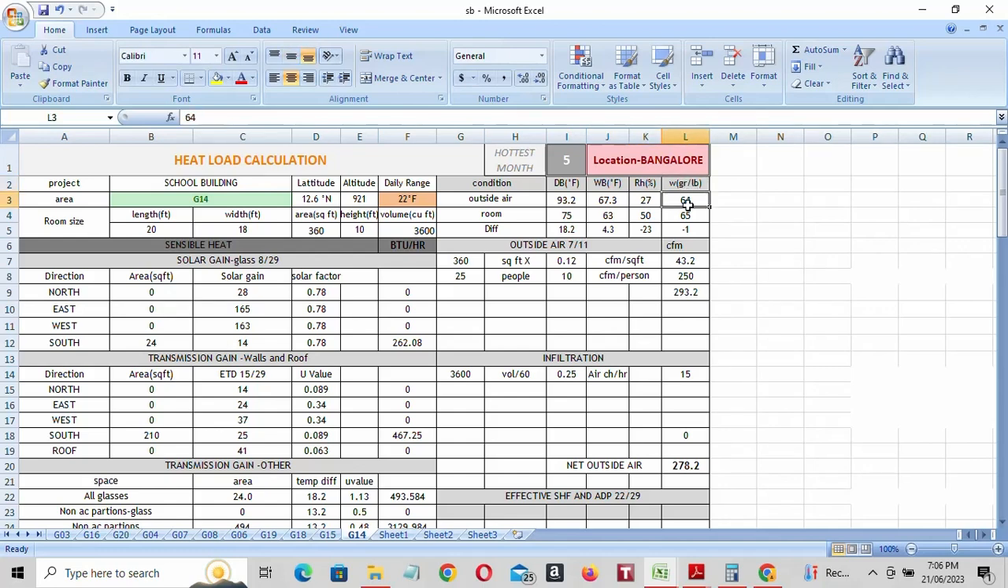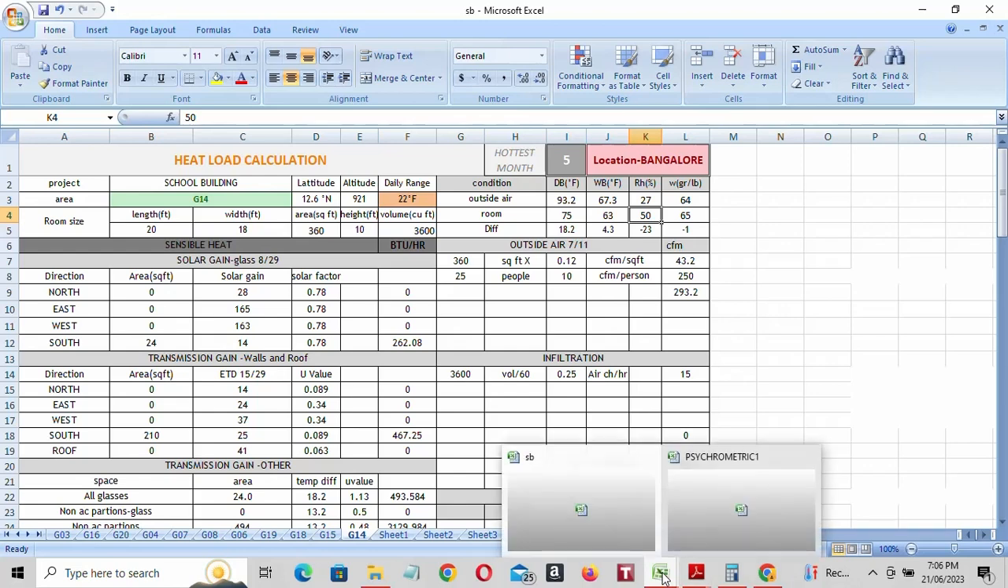Okay, and this is the inside room. For the inside room, you have to take constant values. For dry bulb, you have to take 75, and relative humidity you have to take a constant value, that is 50%. By using these two values with the help of the psychrometric chart, you will get the values for wet bulb and humidity ratio.